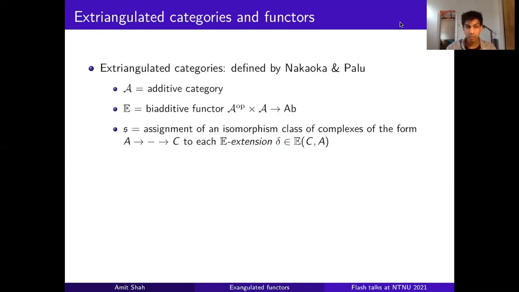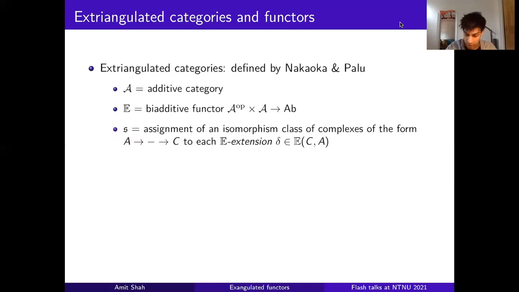And this is where the theory of exangulated categories, as defined by Nakaoka and Palu, comes into play. So these categories are a generalization of exact and triangulated categories, a simultaneous generalization. And just as a quick reminder as to what they are, so they're quite new, so maybe not a reminder, but they consist of an additive category A, a biadditive functor boldface E going from A^op × A to the category of abelian groups. And then this frak s, this is what's called an additive realization.